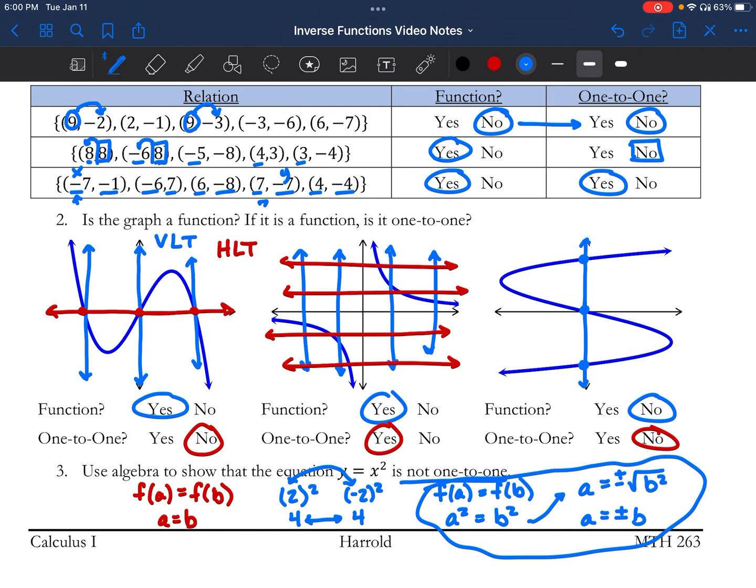Hopefully this does help you better understand the idea of one-to-one, because in the next video, we're going to use that idea to talk about inverse functions.